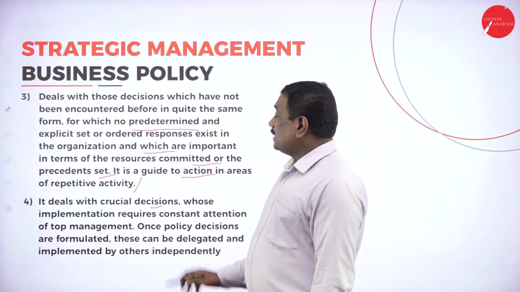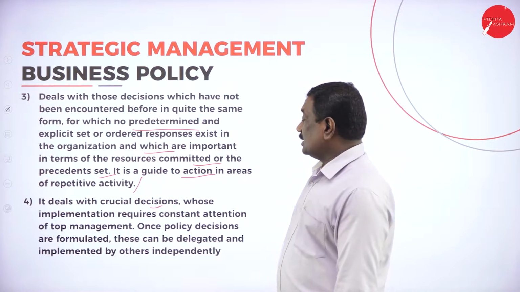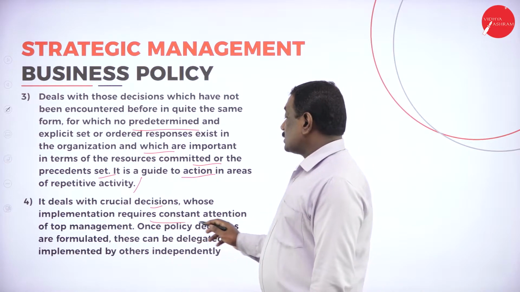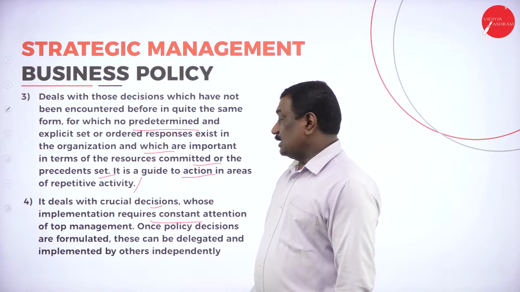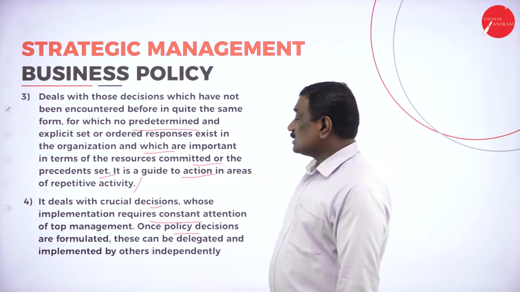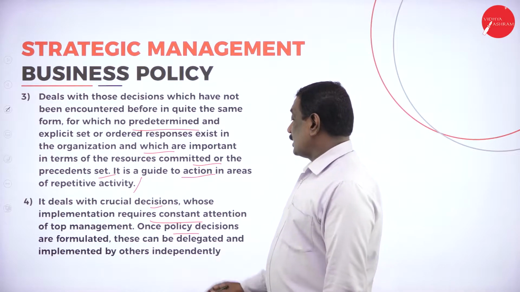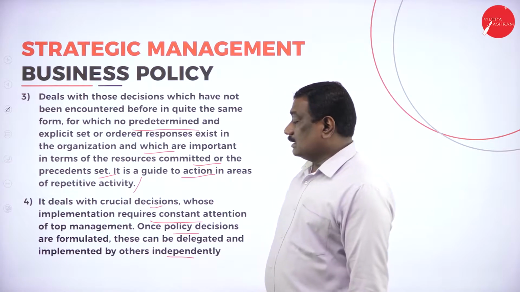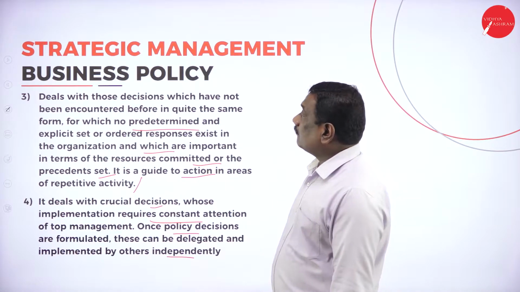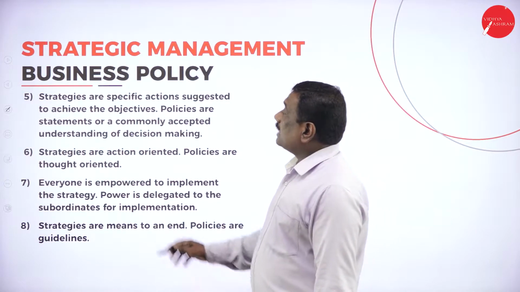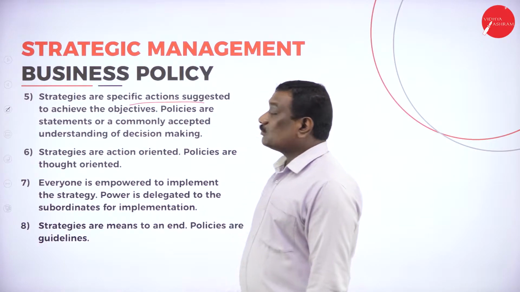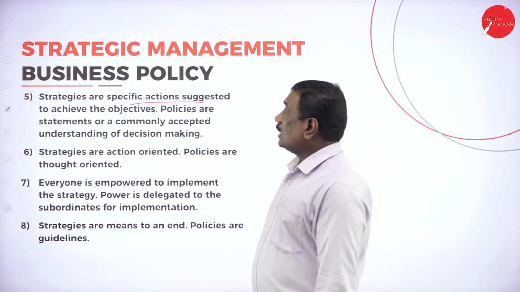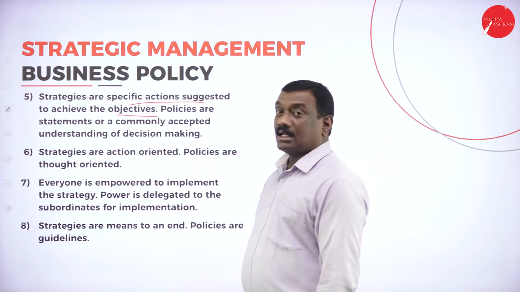And the fourth point says it deals with the crucial decision. Those implementing requires constant attention of top management, and once the policy decisions are formulated, then those can be delegated and implemented by others independently. And strategic management comprises specific actions which are suggested in order to achieve the objectives of the organization.